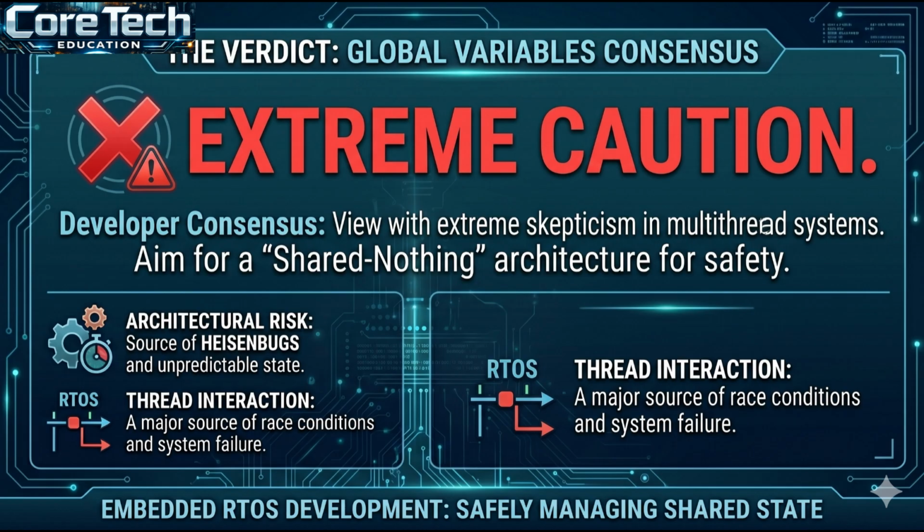That's why the safest path forward is to aim for a shared nothing architecture. Each task should own its data, and communication should happen through controlled mechanisms like message queues, locks, or atomic operations. This is how we build systems that are reliable, predictable, and resilient.